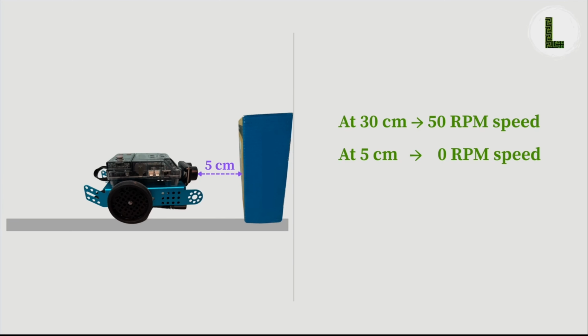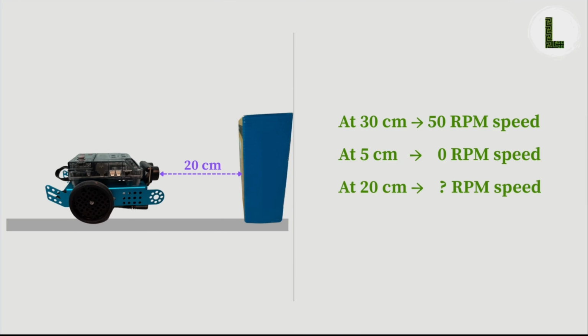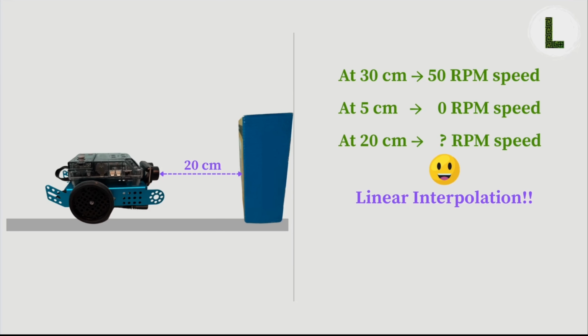But what if our robot is at 20 centimeters? What should the speed be? That's where linear interpolation helps us. It's just a way to find values between two known points when they're changing at a steady rate, like drawing a straight line between them. Once we have such a line, we can easily find out what speed the robot should be driving at when it is at a given distance away from the obstacle. In this case, at 20 centimeters away from the obstacle, we can find the point on the line corresponding to the value of 20 centimeters and infer that the robot should be driving at a speed of 30 RPM.